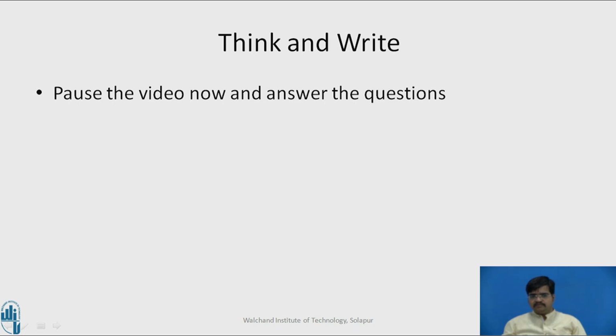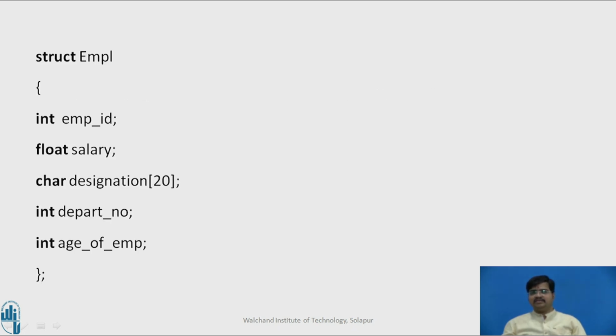Hope you have solved it. The solution will be struct employee, int employee ID, float salary, character designation 20, int department number, int age of employee. So we have created a structure named employee, EMPL. It contains 5 different variables: employee ID, salary, designation, department number, age of employee. In a similar way, you can create many variables for this example also.